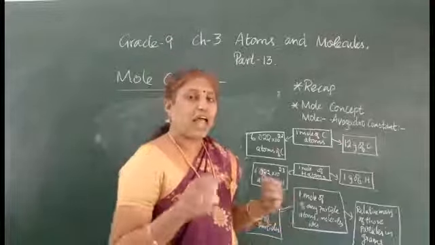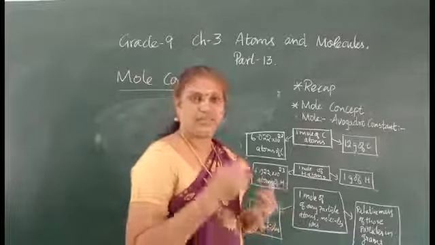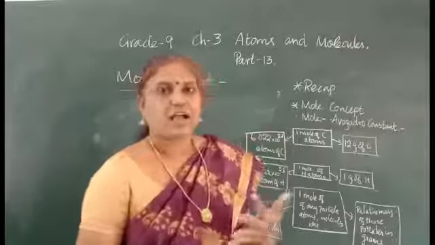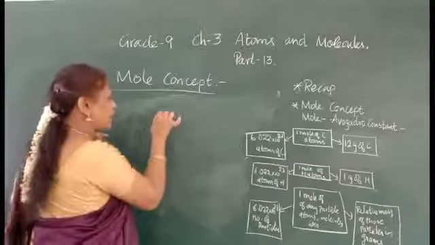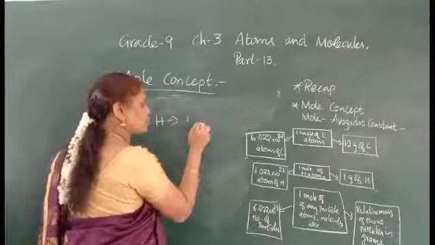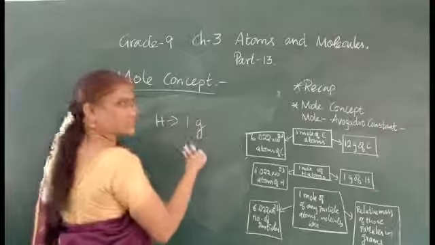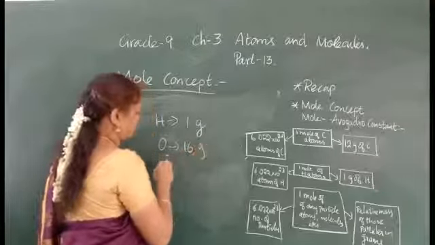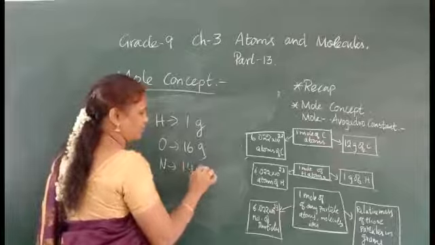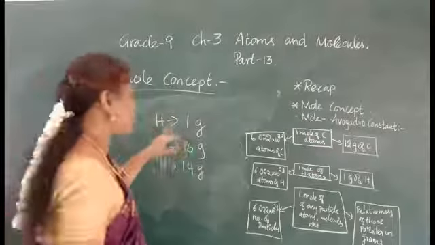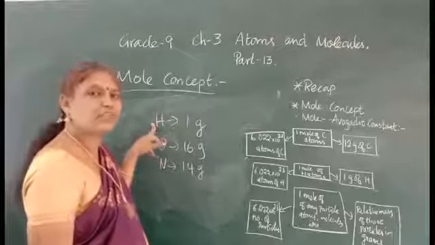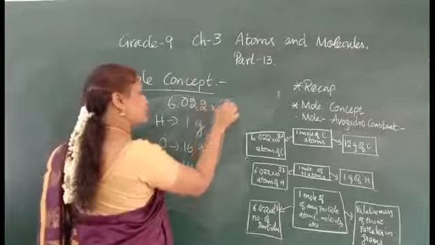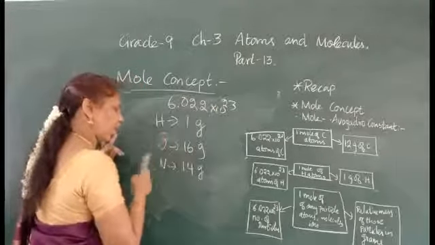If it is an atom, what will the molar mass be? It will always be the molar mass in grams. For example, for hydrogen it will always be 1 gram. The atomic mass is 1 U, but the molar mass is 1 gram. Oxygen will always be 16 gram. Nitrogen will always be 14 gram. And the number of atoms present in that will always be 6.022 into 10 to the power 23 atoms of hydrogen, atoms of oxygen, atoms of nitrogen.